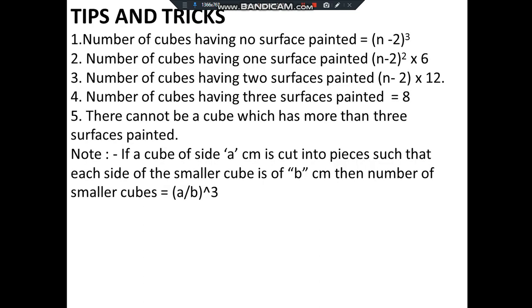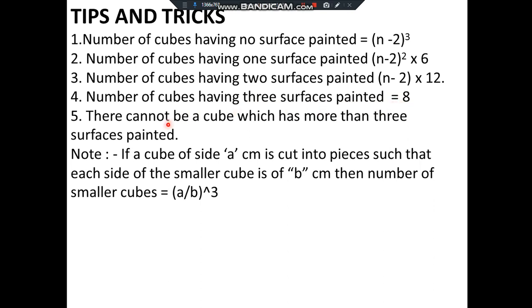So these are the formulas. The number of cubes having no surface painted is (n minus 2) the whole cube. The number of cubes having one surface painted is (n minus 2) the whole square into 6, where 6 is nothing but the 6 faces. The number of cubes having 2 surfaces painted is (n minus 2) into 12, where 12 is the number of edges, since only on edges we have 2 surfaces painted. The number of cubes having 3 surfaces painted is 8, as I told you, the same for whatever dimension it may be.